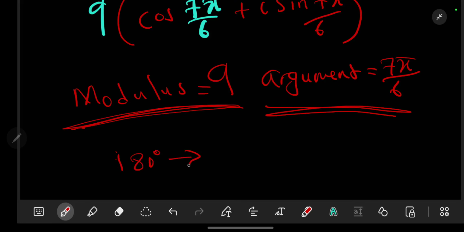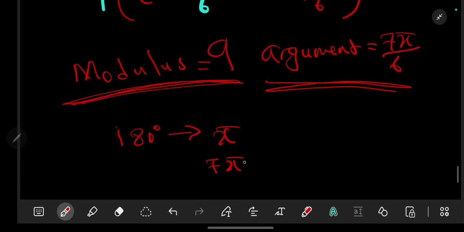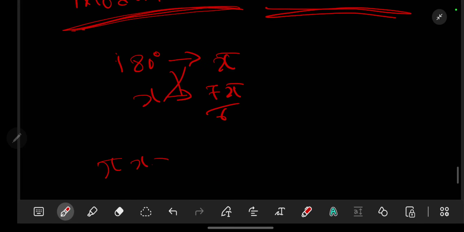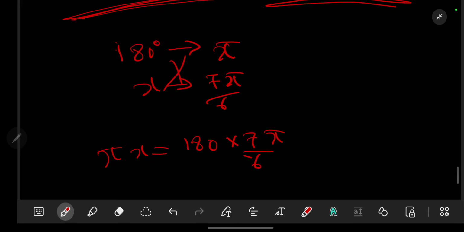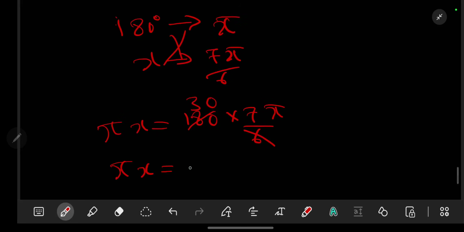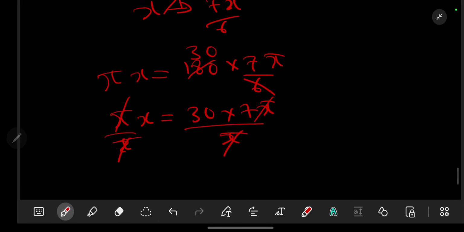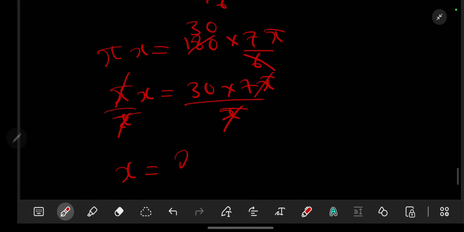You can say 180 degrees is equal to pi. How about if you have your 7 pi over 6, this is equal to x. You cross multiply, it will be pi x should be equal to 180 degrees times our 7 pi over 6. So this one and this one cancel. 18 divided by 6 is 3, 0. So we have 30. So our pi x is equal to 30 by 7 pi like that. We divide by pi, we divide by pi, this and this go, so this gives us x is equal to 30 by 7, which is 210 degrees, like that.